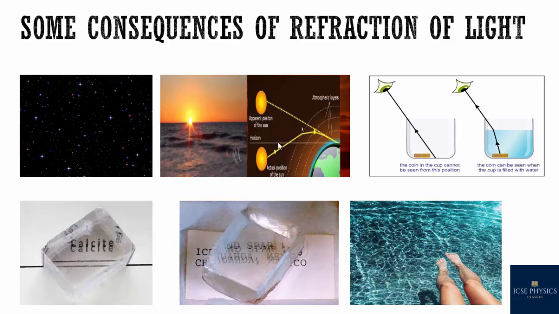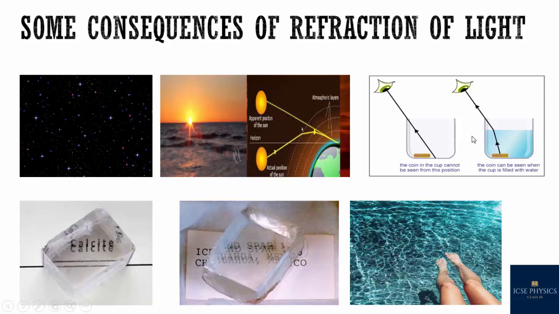When they travel from rarer to denser medium, they bend slightly towards normal at each refraction. Actually, they're bending like this, right? So, they appear to come from the apparent position of the sun. They bend slightly towards normal at each refraction and appear to come from an apparent position of the sun. Hence, the sun appears to rise a few minutes before the actual rise.